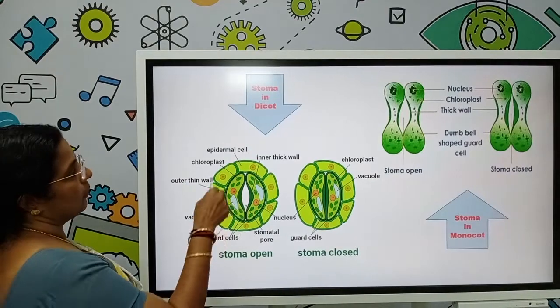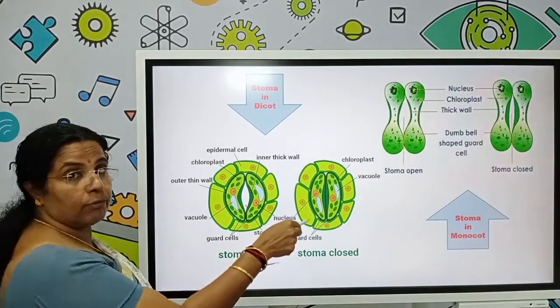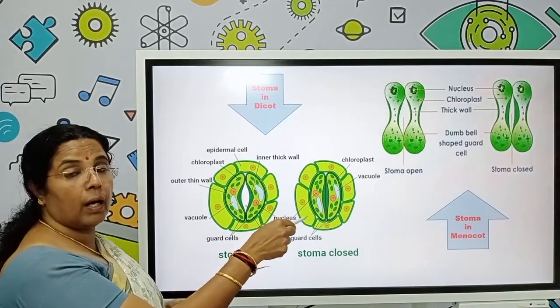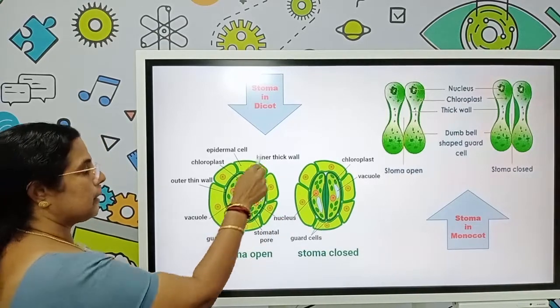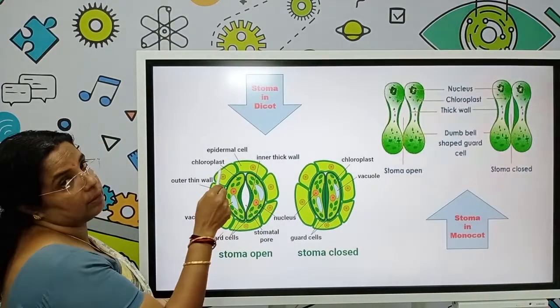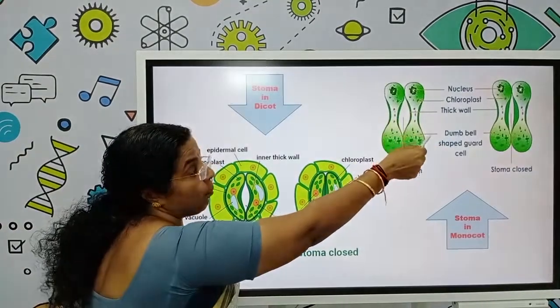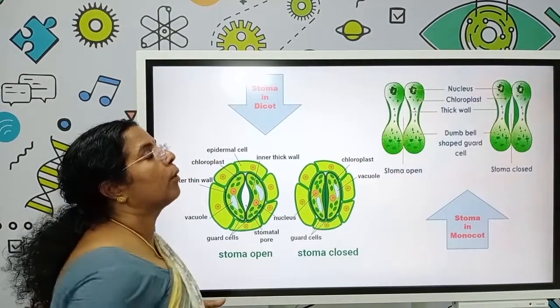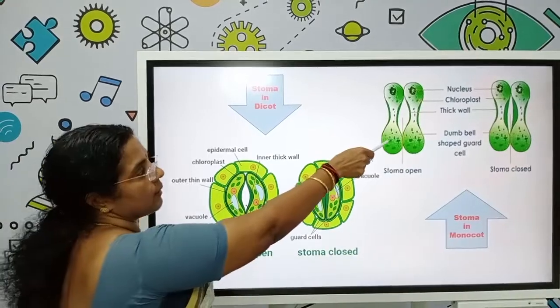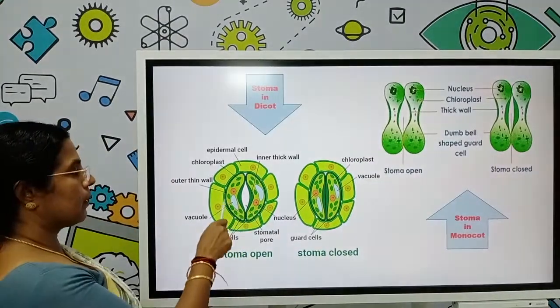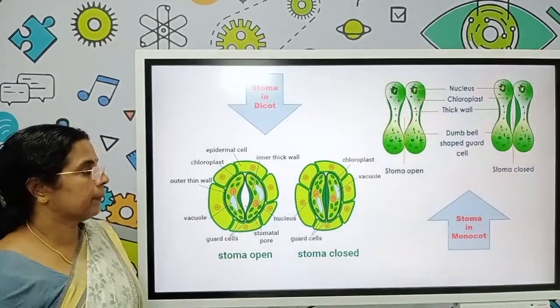The singular word is stoma and the plural is stomata. This is the stoma of a dicot leaf, and this is the stoma with the guard cells of monocot plants. Here the guard cells are dumbbell shaped, here the guard cells are bean shaped.